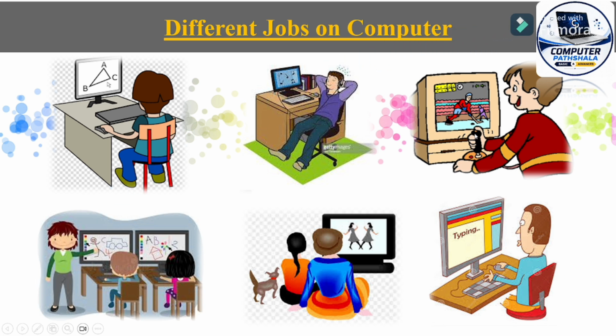Okay, here, the student is playing games. Here, the students are drawing something. Here, some dance videos are getting watched. Here, the person is typing. That means different jobs are there. On computers, we can do different types of jobs.